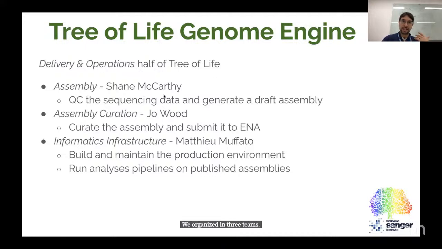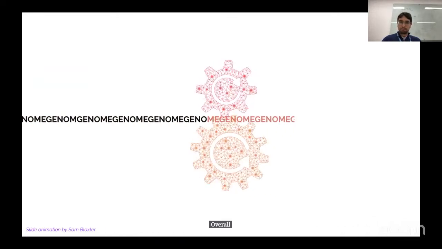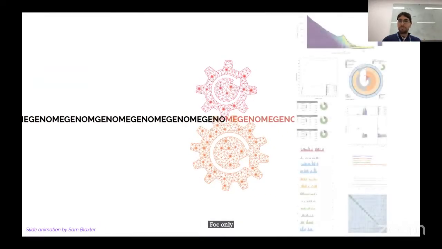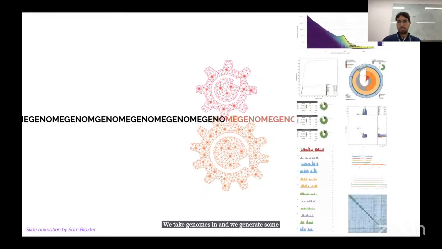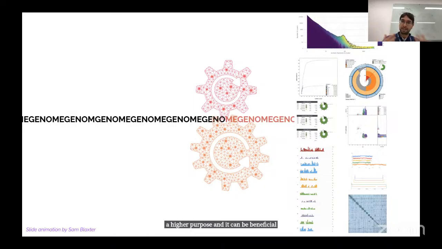First, there's the assembly team who do the QC of the sequencing data and make a draft assembly. In the assembly curation, we'll curate the assembly and submit it to ENA. And then my team enters and we run the analysis pipeline on the published assembly. Overall, it's about pipelines that will take genomes in and will generate some data out. But we want to make it in a way that it really serves a higher purpose, and it can be beneficial for everyone in the biodiversity genomics community.